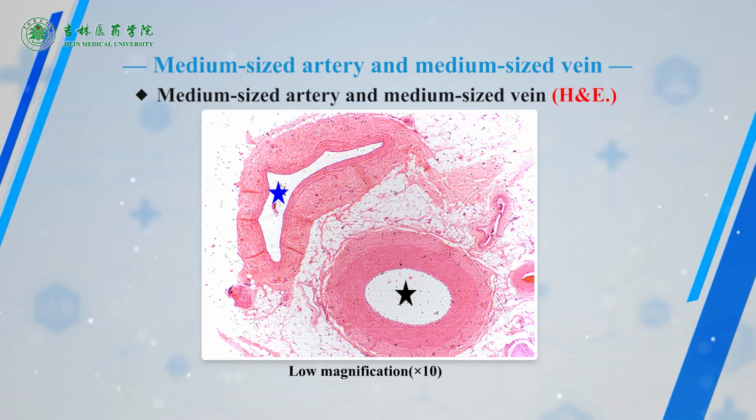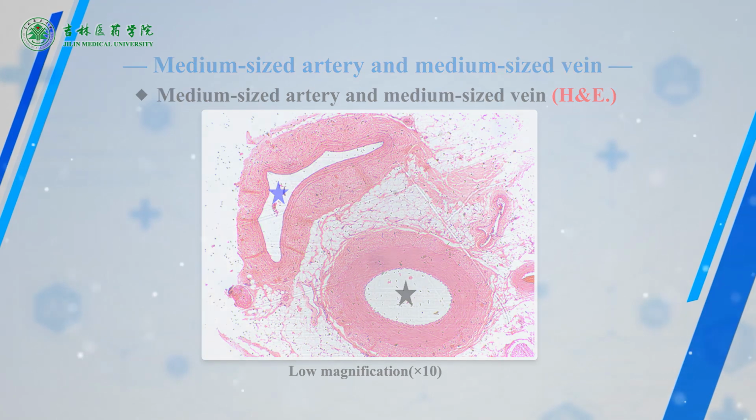The tunica adventitia is quite thick and consists of abundant loose connective tissue with a few elastic fibers, longitudinal smooth muscle, vasa vasorum, and nerve fibers. We can see the structural characteristics of the medium-sized artery in the next slide.